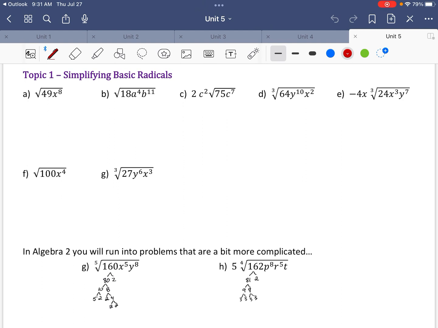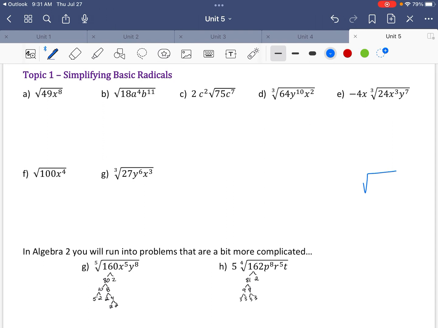All right, so here we're going to be simplifying basic radicals. We've got square roots, cube roots, and even at the bottom a fourth root and a fifth root. Back in Algebra 1, you should have learned how to basically reduce radicals, right?